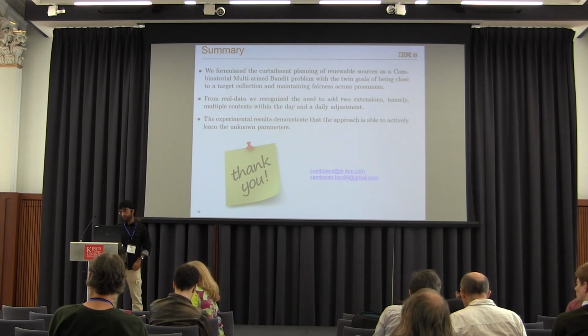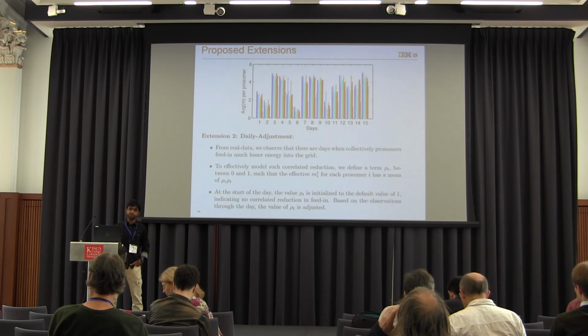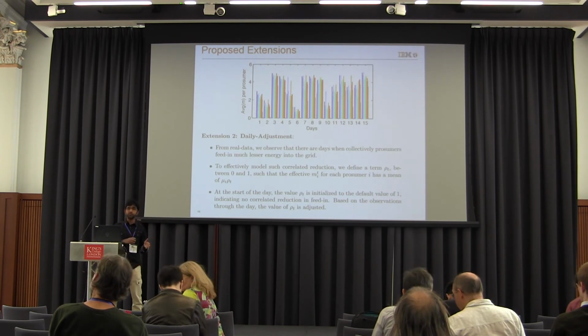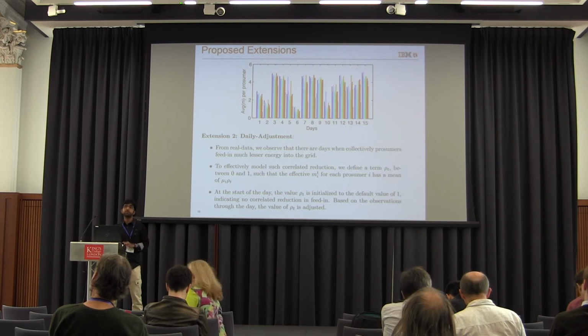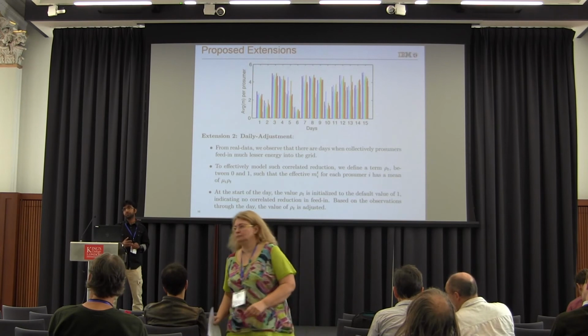Yes, so that's actually our second extension, daily adjustment, which will try to capture these scenarios. As you can see, on the 6th day the generation is really low. So what happens is at the start of the day you see the generation is low, and that's why you adjust your mean appropriately for that day. But if there is a very sudden change, then I think it will be difficult for the algorithms to capture that.